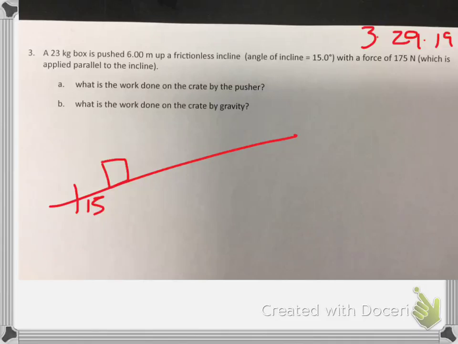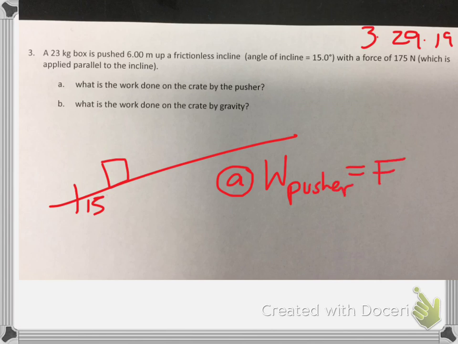All right, so we're working on number 3 here. The pusher is easy. Part A is easy, and everybody gets this. Because, of course, work of the pusher equals force of the pusher times distance. Simple. You're given the force, the 175.